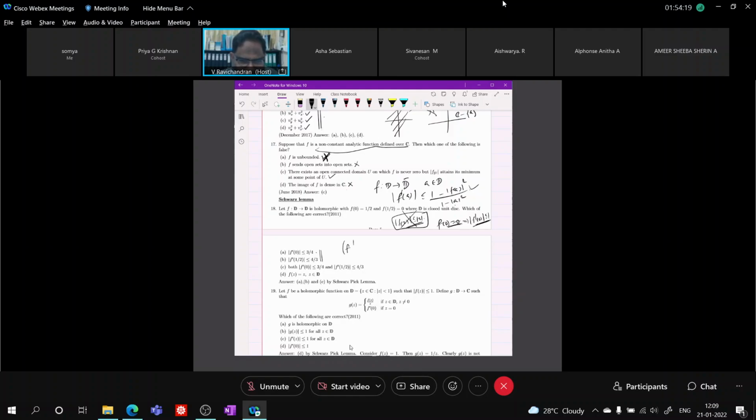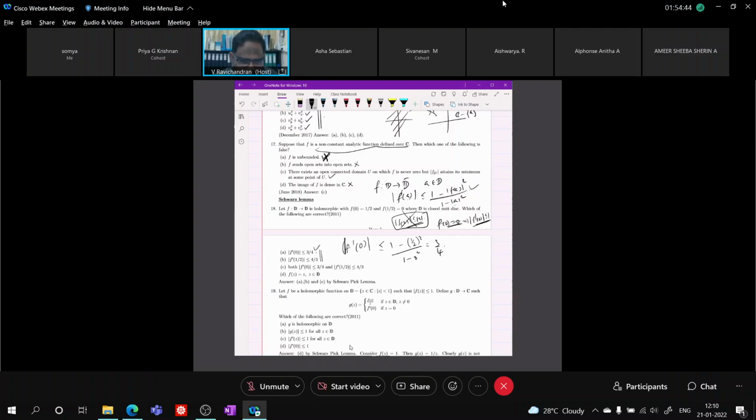Maybe f dash of 0, mod f dash of 0. Here a is 0, so my f of a is half. So it should be less than or equal to (1 minus half whole square) by (1 minus 0 square). f dash of 0 is less than or equal to this much. This denominator is 1, forget about it; 1 minus 1/4, so 3/4 is coming. That is what exactly we have.